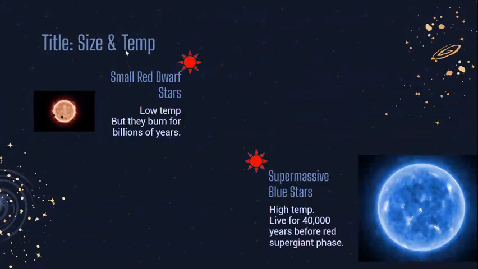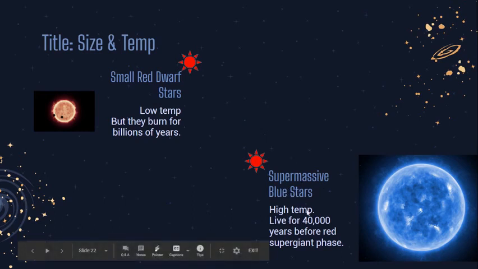One other important thing that we should know: you want to title this size and temperature. Red dwarfs, these are the smallest stars, the red ones. They have a low temperature, but they burn for billions of years because they're burning at such a low temperature. But these supermassive blue stars, the biggest stars, have a really high temperature. So therefore, they only live for 40,000 years before they run out of all of their fuel. They're just burning through it so fast.